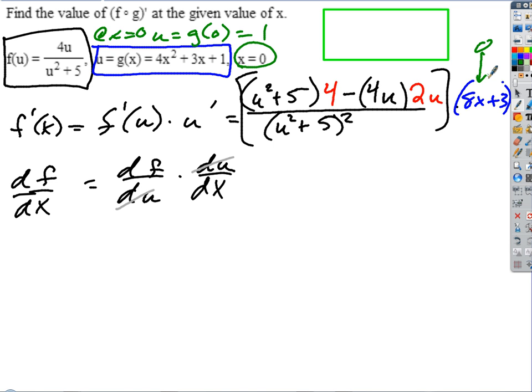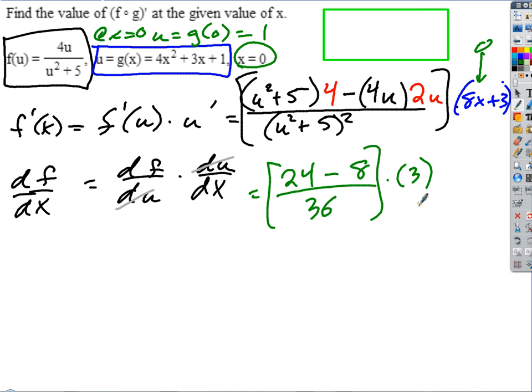So then we just get, what was it, 1 squared plus 5 is 6 times 4, right? 24 minus 4 times 1 times 2 times 1, over 1 squared plus 5 squared, right? Times 8 times 0 plus 3.